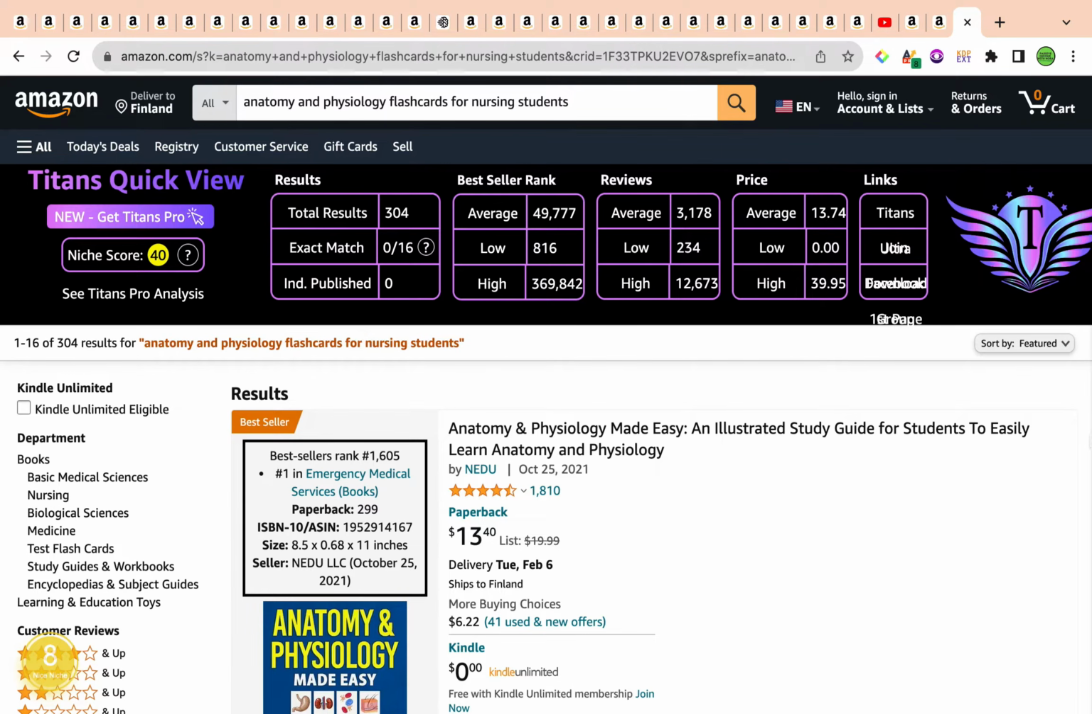Anatomy and physiology flashcards for nursing students has a keyword niche score of 40 by Self-Publishing Titans and a keyword niche score of 8 by Amazon Scout Pro, categorizing this keyword as a nice niche. Coming to the total results, there are under 1,000. So the total results are 304, and the average bestseller rank is 49,777, which is good to see.